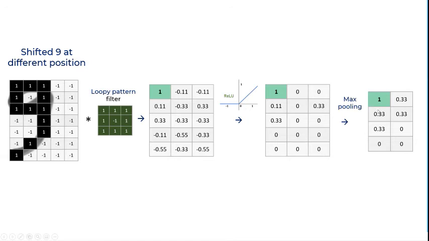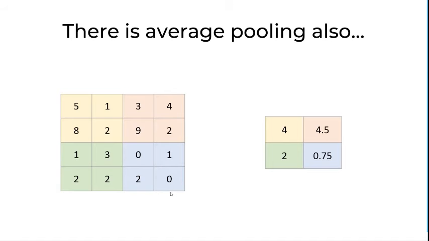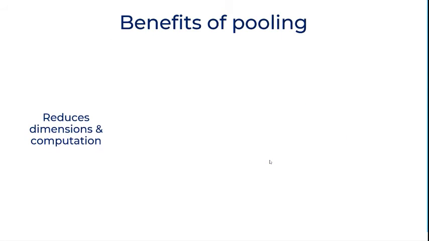So max pooling along with convolution helps you with position invariant feature detection. Doesn't matter where your eyes or ears are in the image, it will detect that feature for you. There is average pooling also. Instead of max, you just take an average. See, 5 and 1, 6, and 2, 8, and 8, 16. 16 divided by 4 is 4. But max pooling is more generally used, but sometimes people use average pooling also.